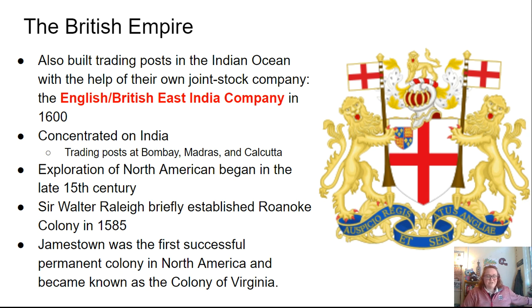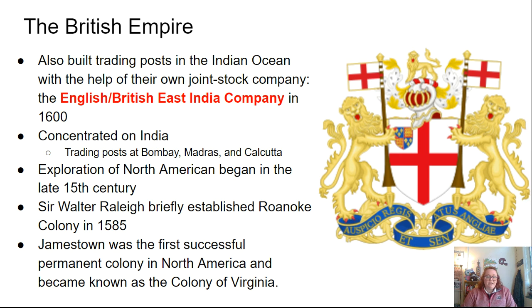Their exploration of North America began in the late 15th century. While everybody else was concentrating on North America, the British were like, y'all can have it for a little while. We're going over here. Sir Walter Raleigh had actually briefly established the Roanoke colony in 1585. And we know that that ultimately has a lot of problems.